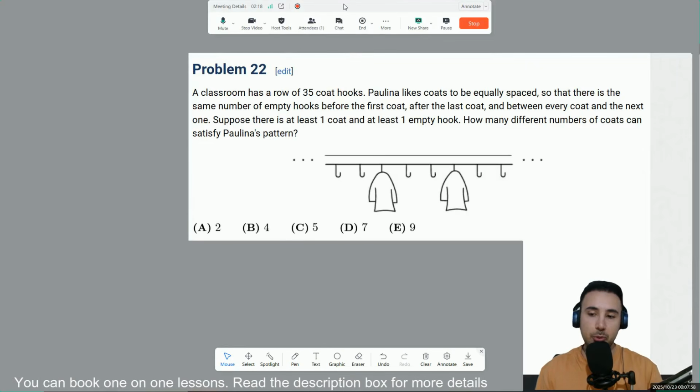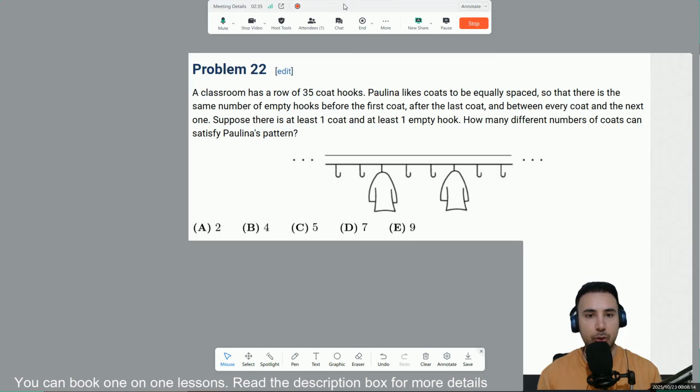Okay, problem 22. Maybe we actually understand the problem, but we don't know how to start doing this, right? Where to start. Okay, so I'm going to show you exactly how to start a question, break it down. So let's read the question.